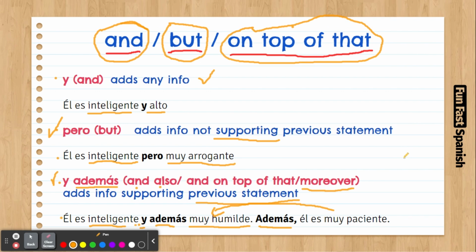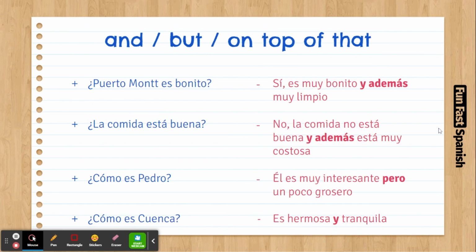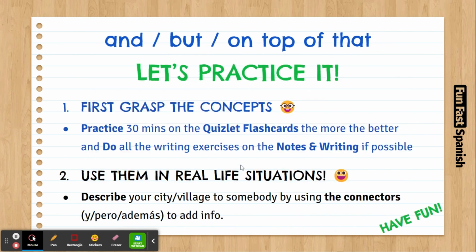So how to practice this? Easy. You are going to have a conversation with somebody and talk about your city, or village, or the place you come from. And, sorry, quiz the flashcards and notes on writing, please. Do it to practice. So when you describe your city or your village to somebody, you're going to use the connectors y, pero, además to add information.